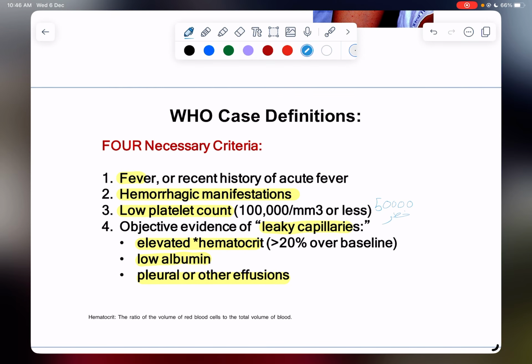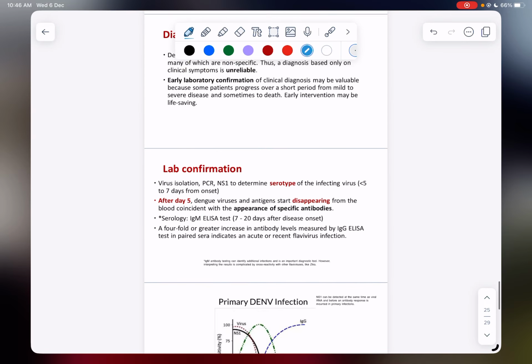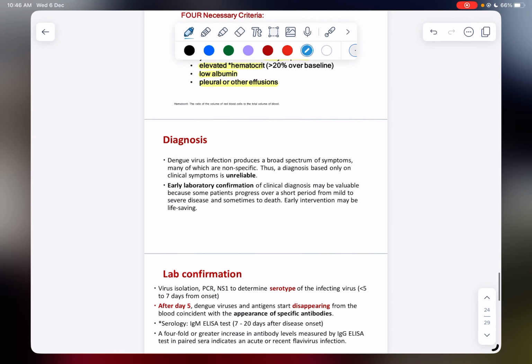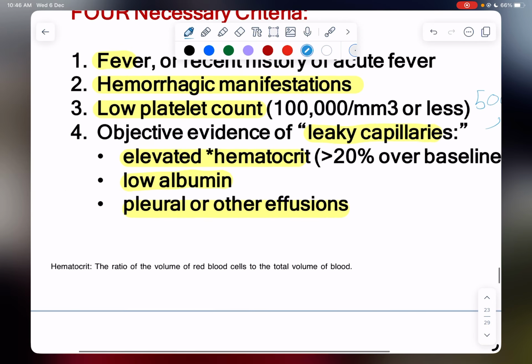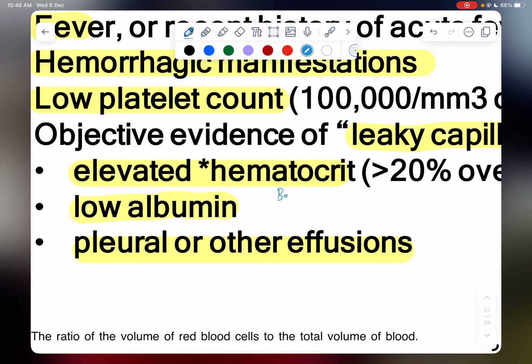Hematocrit, what is hematocrit? The volume of the RBC, yes. Packed cell volume. Have you done this in your physiology class? Yes. Okay, good. So packed cell volume is an indication of how much RBCs you have in blood. So this is an indirect indication of hemolysis. If hematocrit is low, that means that you are losing the RBCs.